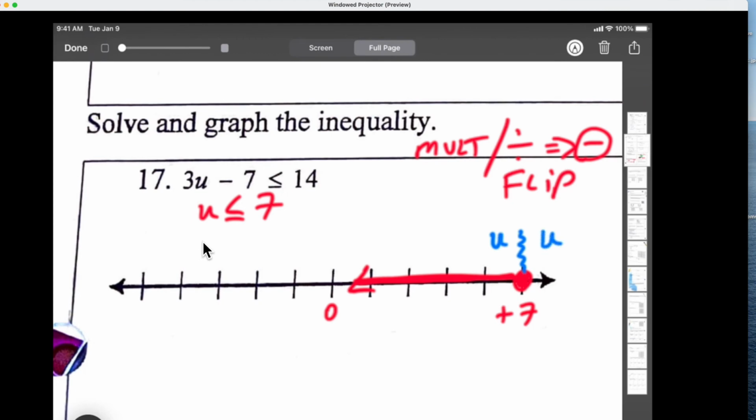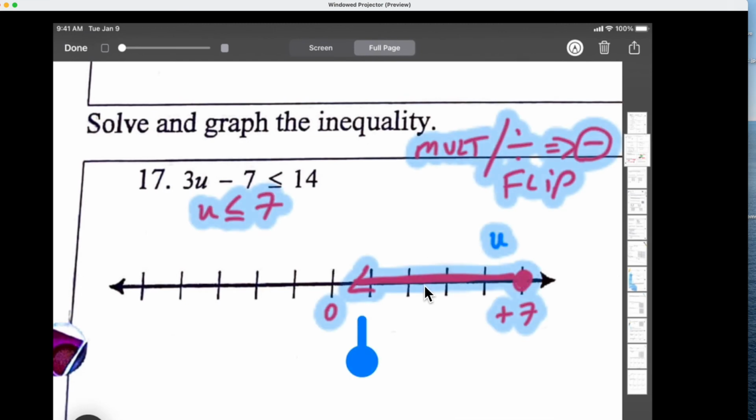Okay, now follow the directions. You're either going to shade this way or you're going to shade that way. You put a u on both sides and you ask yourself, where does the u, the blue u, match this criteria? Where is u less than or equal to 7? Well, it's on this side. So you shade to the left. That's your answer for 17.